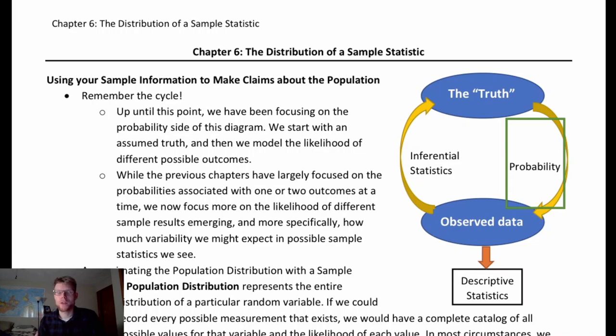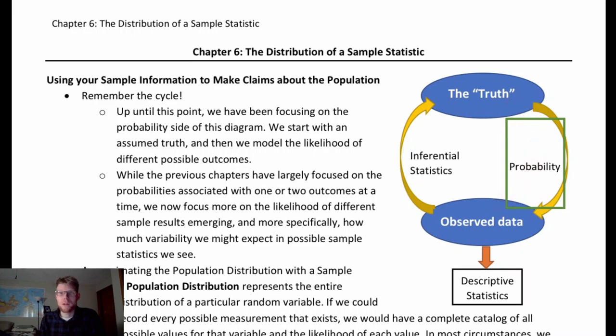So first, let's remind ourselves of this diagram that we've seen before, where we categorize the process of probability versus the process of inferential statistics. So probability is when we start from an assumed truth. We start from a particular distribution with certain parameters that we know, and we think probabilistically about what could happen.